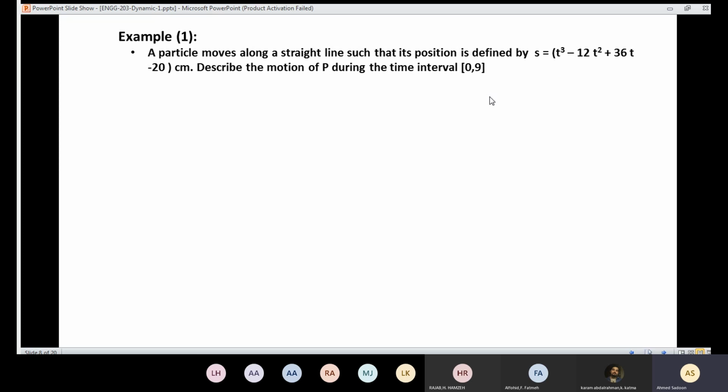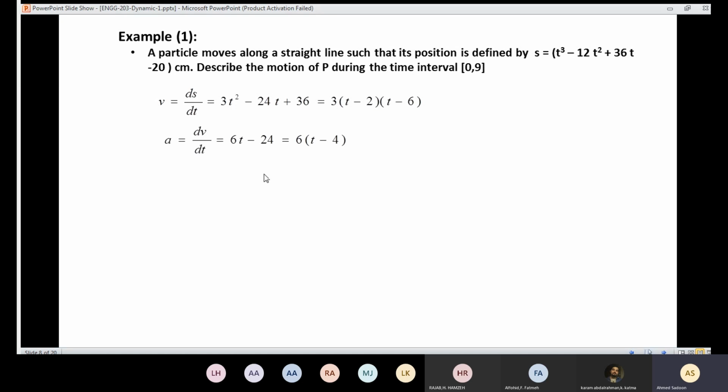And if I know the time interval, I'll be able to describe the motion. So we said that the velocity is ds over dt, which means that I need to differentiate this formula here. Using calculus, t cubed is going to be 3t squared, this one here is going to be 24t, and this one is going to be 36, and the differentiation of this constant is 0. I can simplify that equation, and it's going to be like that.